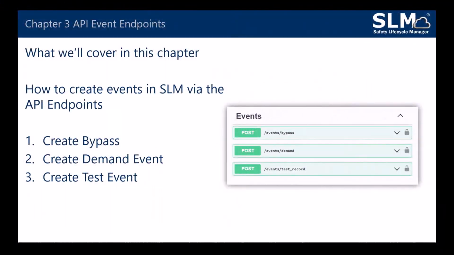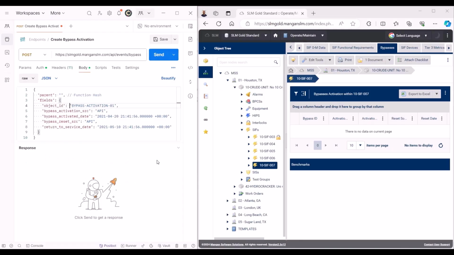In chapter 3, we'll be covering how to create events in SLM via the API endpoints: creating bypasses, creating demand events, and creating test events.